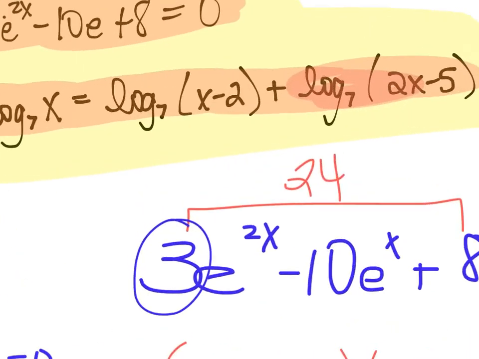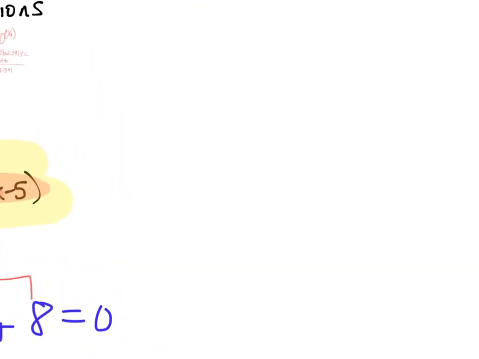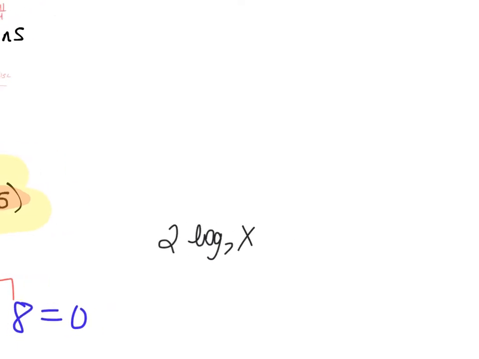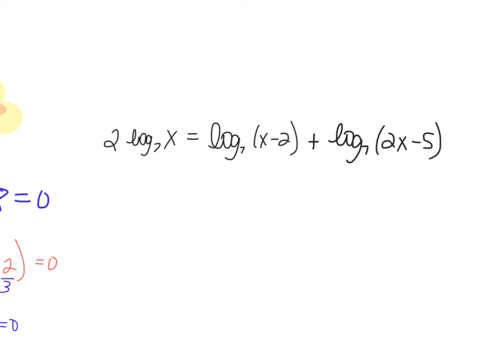All right, let's scoot on up here. Let's look at number 12. Can someone read number 12 to me? What do I have? 2 log 7x. What do you guys notice about all of the logs? They're the same. Can I just cross them all out? No. You have to have one on each side that are the same. I do not have that.